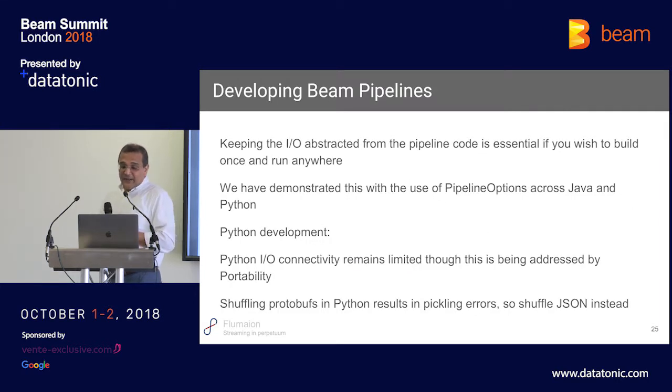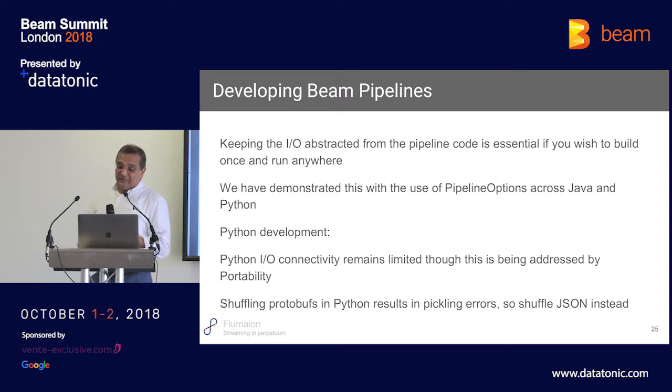Just to conclude, in order for us to be able to move from Flink on-premise to Google Dataflow, we had to make sure that our I/O was separate from the workflow in the pipeline, so that we could plug in MongoDB and take exactly the same Beam pipeline to the cloud and switch to Bigtable with no code change. The same jar file goes across.